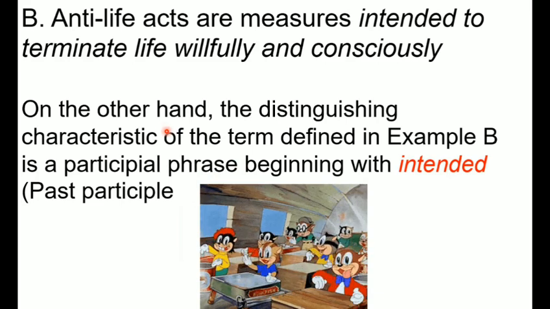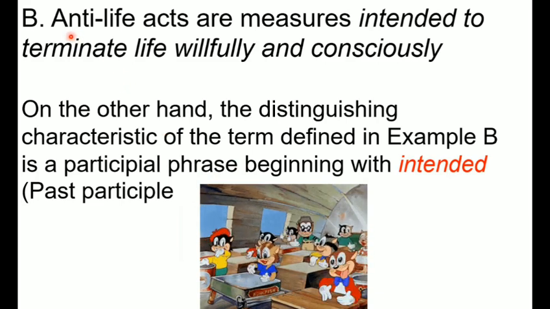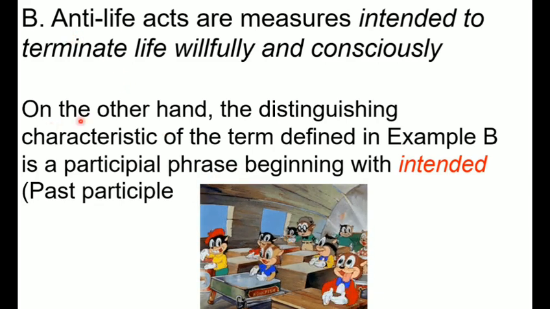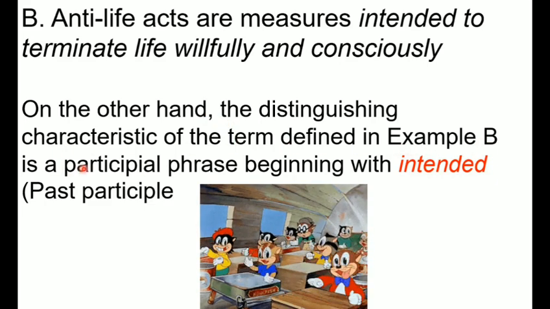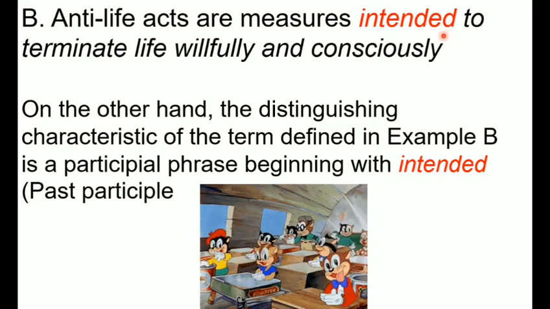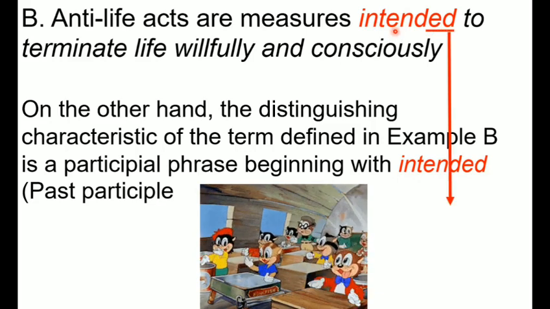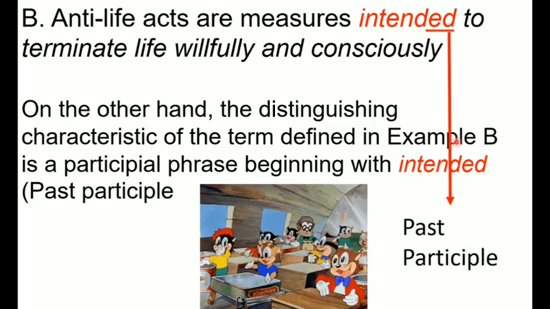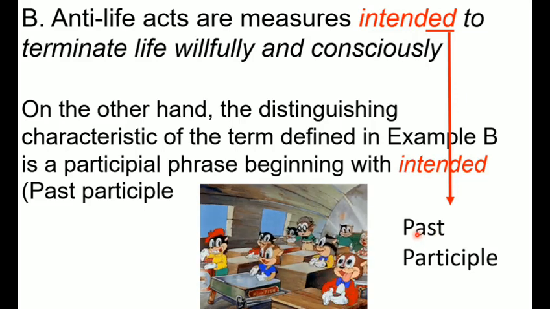Okay. Now, for letter B. On the other hand, the distinguishing characteristics of the term defined in example B is a participial phrase beginning with intended. Okay, meron tayong ditong word na intended with ed. At itong intended with ed, ito ang ating tinatawag na past participle.